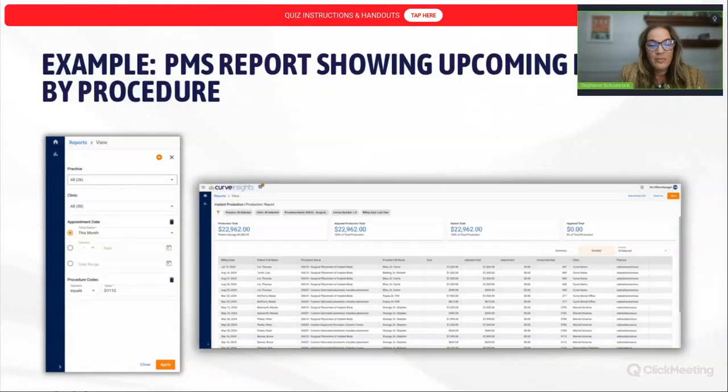And you can even pull it up by procedure code. So here we've got prophy patients coming up this month. And then to the right, you have the detail of patients by procedure. So you've got surgical patients, you've got prophy patients, et cetera.